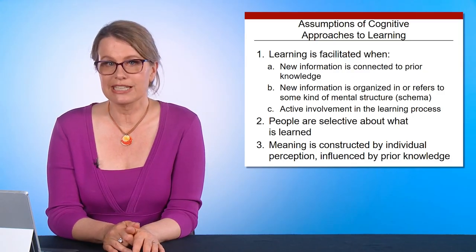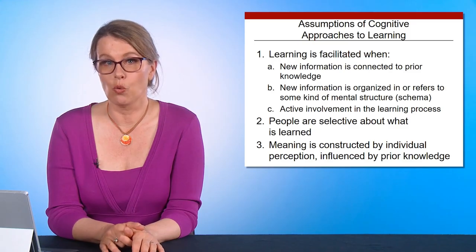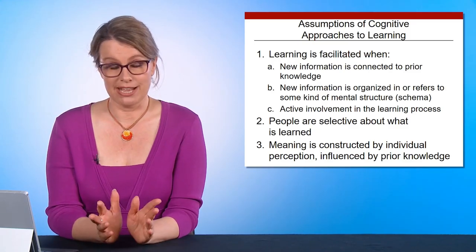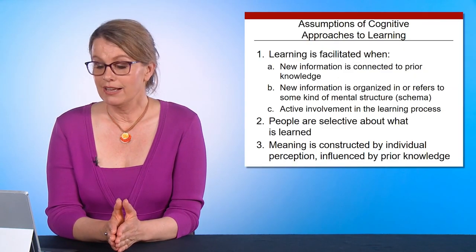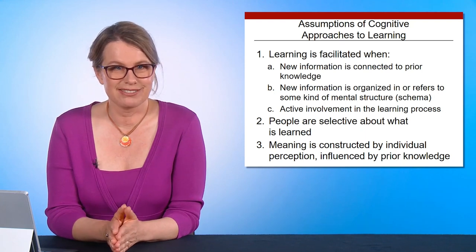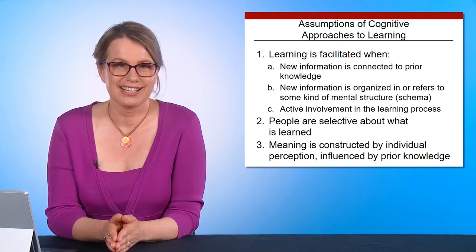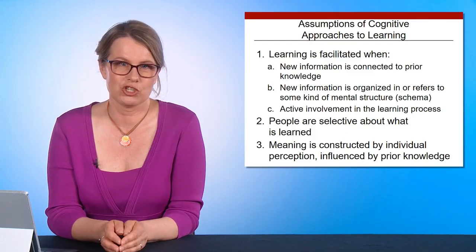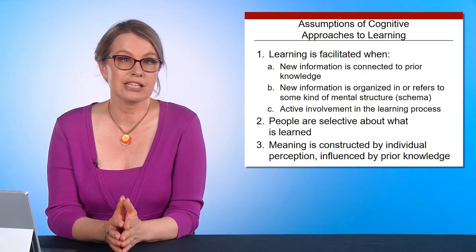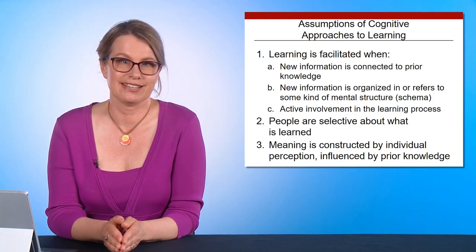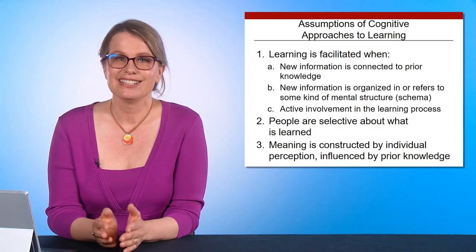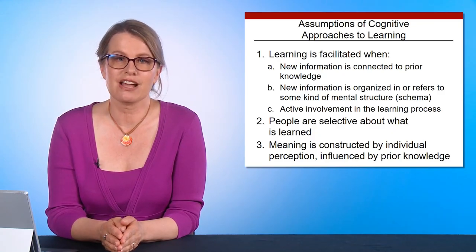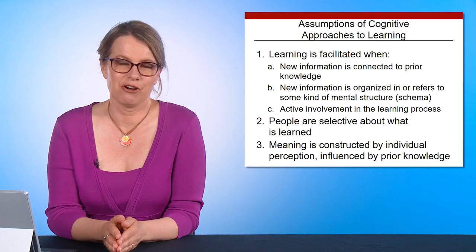We also know that learning is facilitated when new information is organized and refers to some kind of mental structure. We call those mental structures schemas. And again, schema is a cognitive framework that helps organize and interpret information. An example of a schema is your understanding of APA formatting as a framework of related knowledge, such as how to create accurate citations and headings. This understanding grows and changes over time as you deepen your understanding of APA formatting.